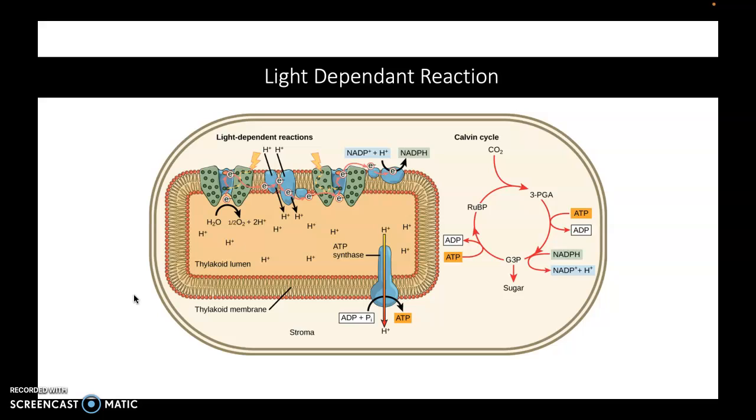Just as the name implies, the light-dependent reaction requires sunlight. In the light-dependent reaction, energy from sunlight is absorbed by chlorophyll and converted into stored chemical energy in the form of the electron carrier NADPH and ATP. The light-dependent reaction takes place in the thylakoid membranes in the granum.